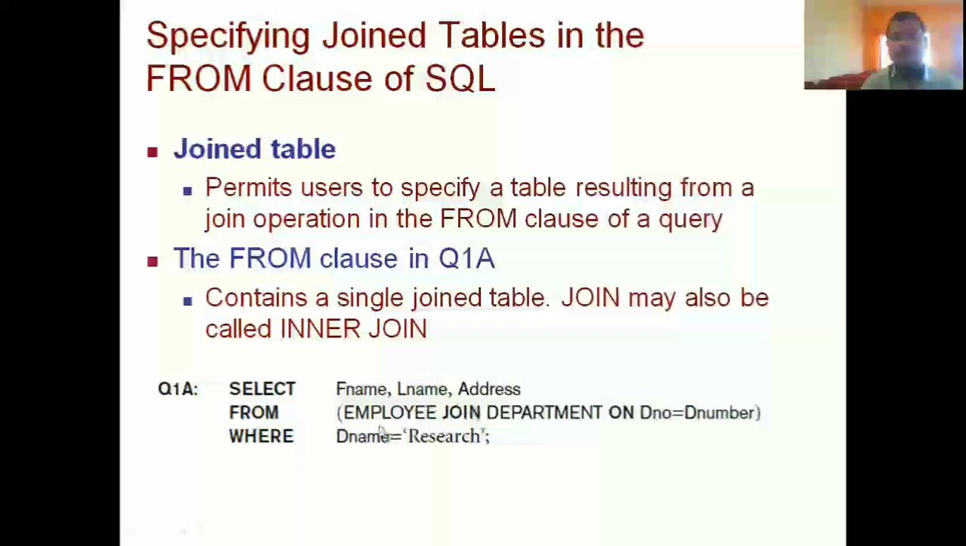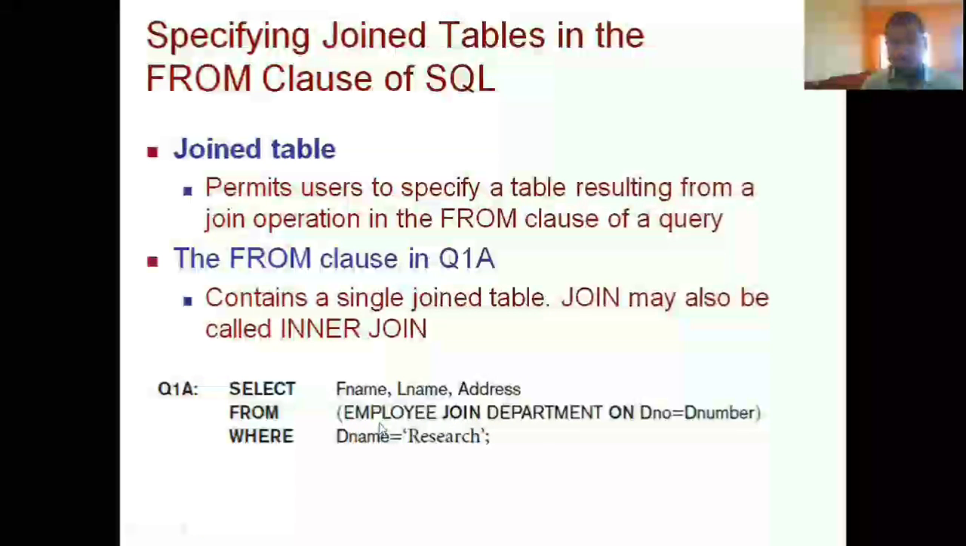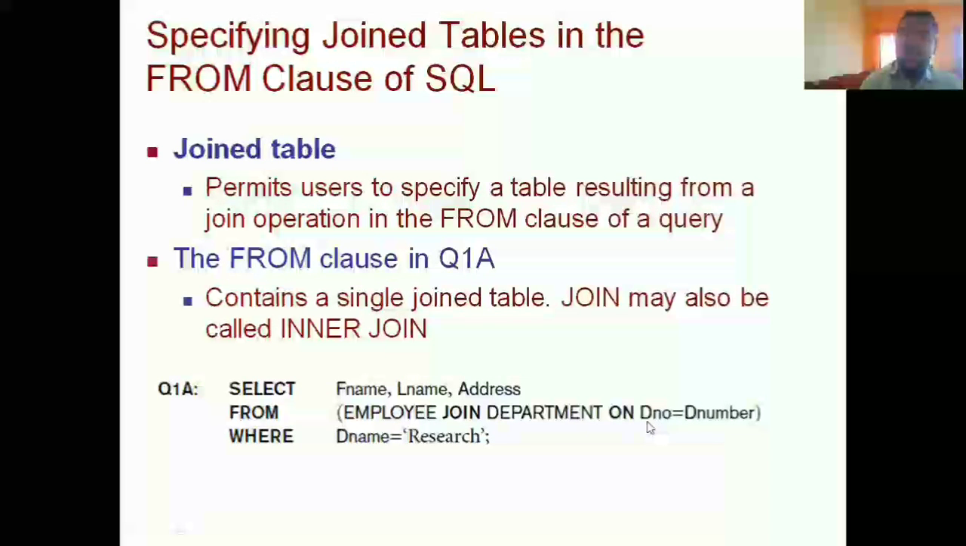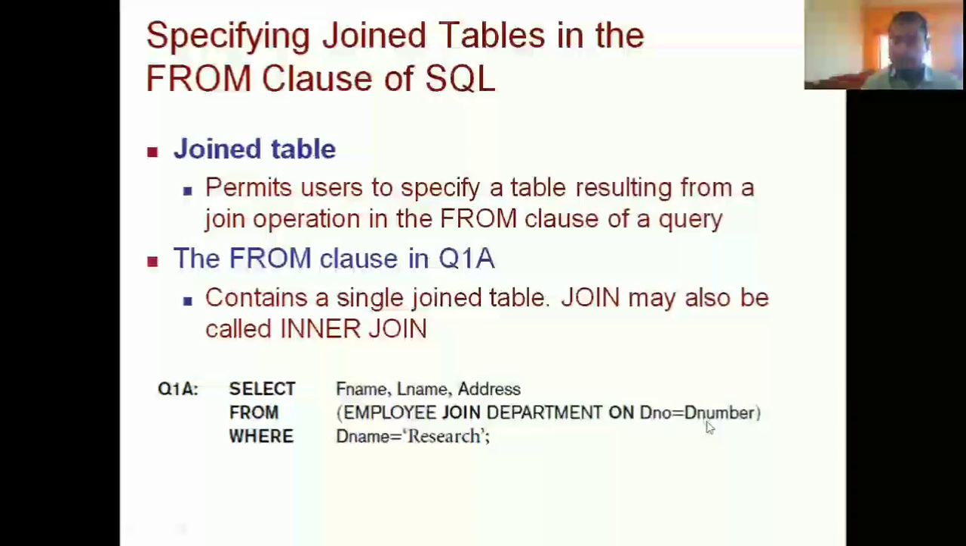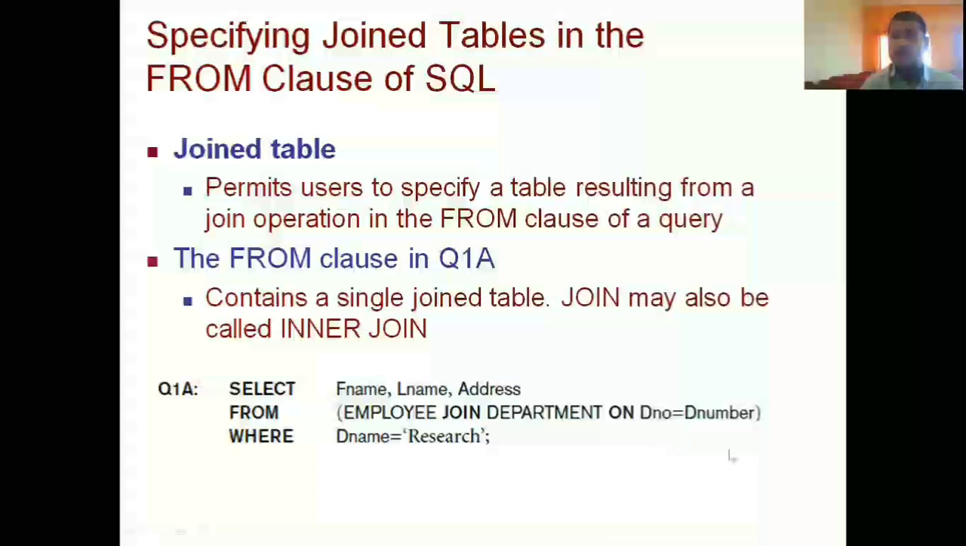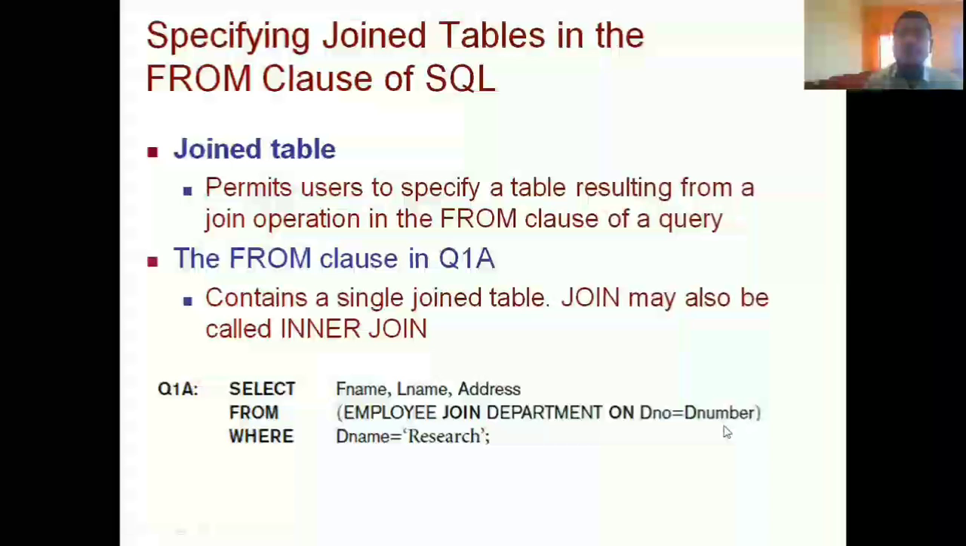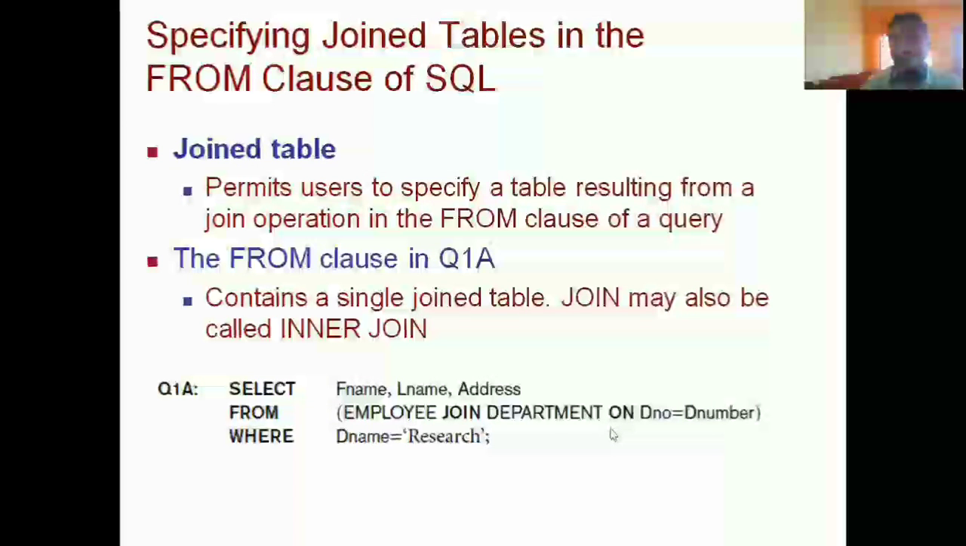Here we are joining the employee relation with the department relation on DNO equal to D number. In the employee table the attribute may be DNO, and in the department table the attribute name may be D number. You have to match them: whatever values are in DNO must equal the D number values in the department relation.